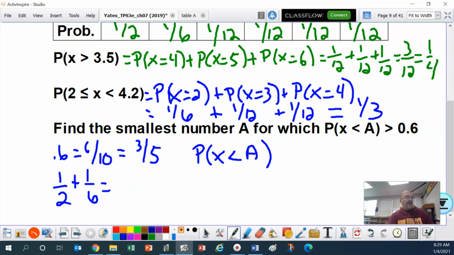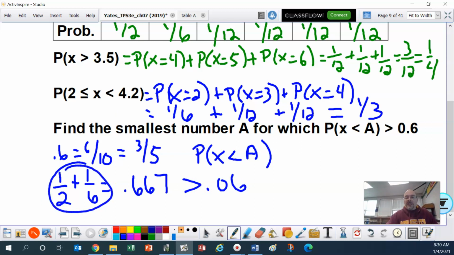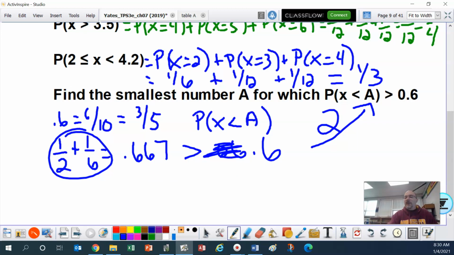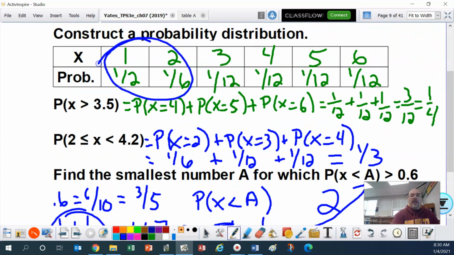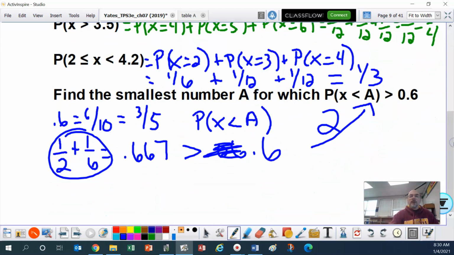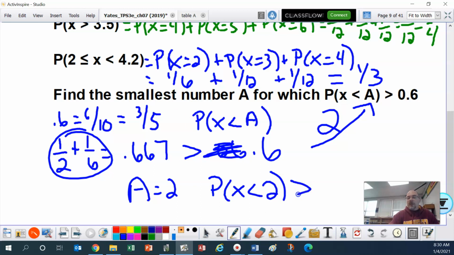Well, let's see, 1/2 plus 1/6, ladies and gentlemen, as a decimal, that would be 0.667. Now, oh, that's greater than 0.06, isn't it? Okay. So adding the first two together, that is bigger, whoops, not 0.06, 0.6, that is bigger than 0.6. So the answer to this, ladies and gentlemen, is a 2. You're going, what? Okay, look. Come on, move up. Active Inspire is being grumpy here. See, if I added these two together, that was bigger than 0.6. So that means the A is going to be 2. So the answer is A equals 2. So the probability that X is less than 2 is greater than 0.6.